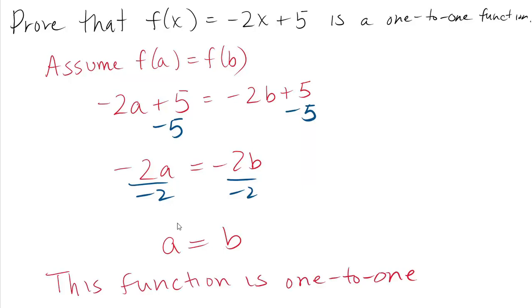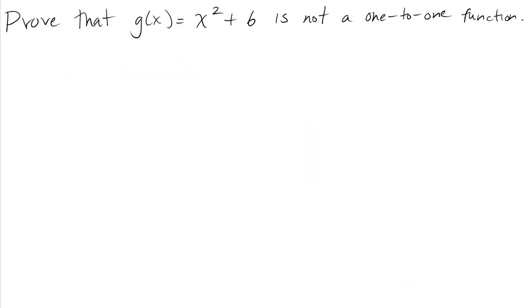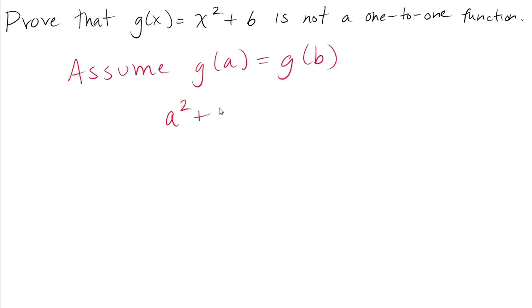Now, oftentimes when people see this example, they wonder how this could ever unravel to anything besides a equals b. I mean, if you just replace x with a and b on each side, won't you always get a equals b? No, and let me show you that with the previous example. Here's that function g of x equals x squared plus 6. Let's assume that g of a equals g of b here. Well, that means that a squared plus 6 is equal to b squared plus 6. And it looks like we're just going to get a equals b, but watch what happens when we actually perform the algebra.